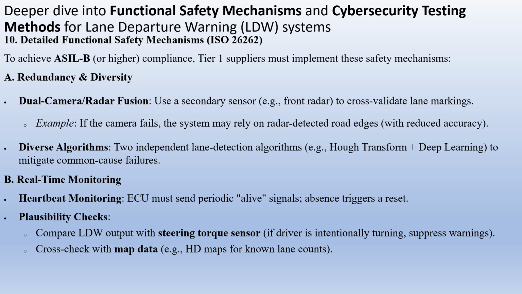Next is plausibility check. Cross check with map data. Compare LDW output with steering torque sensor and also cross check with map data. HD maps known for lane count. This is the plausibility check.